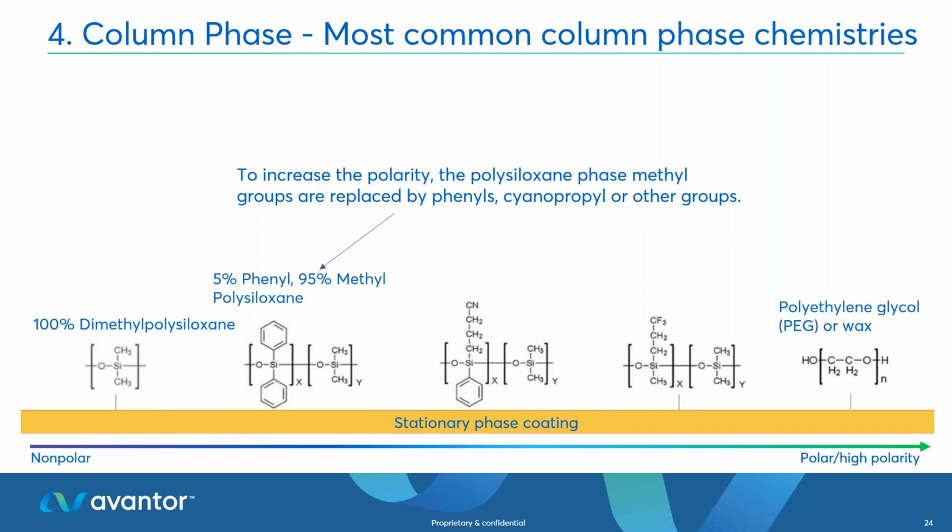You can see this would usually be, from our selection of columns, a HP-5. So this is a low polarity column with 5% phenyl, replacing some of the methyl groups. Then we've got cyanopropyl phenyl. You can see the percentage changing. So this is just a few variations of the types of phases that you can use.